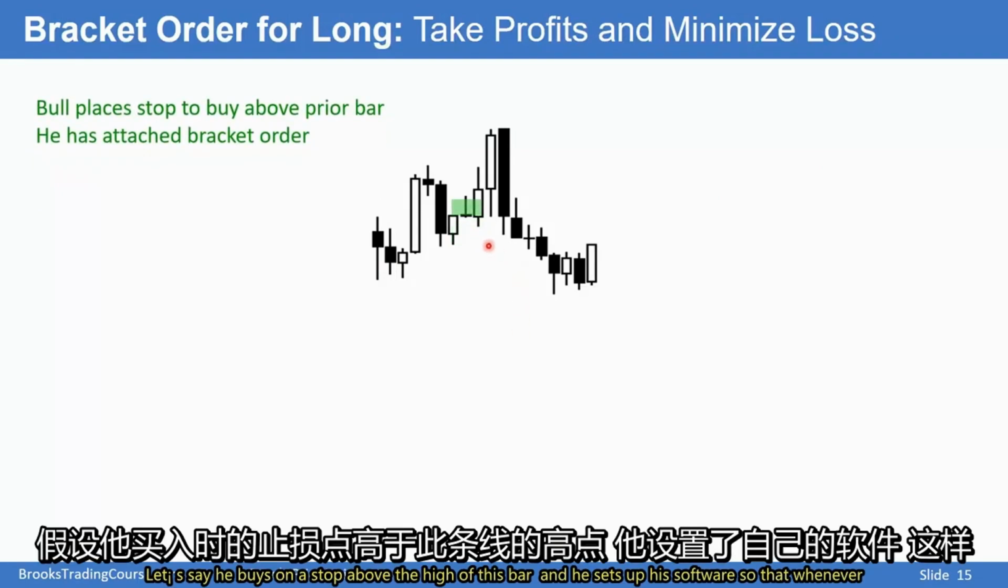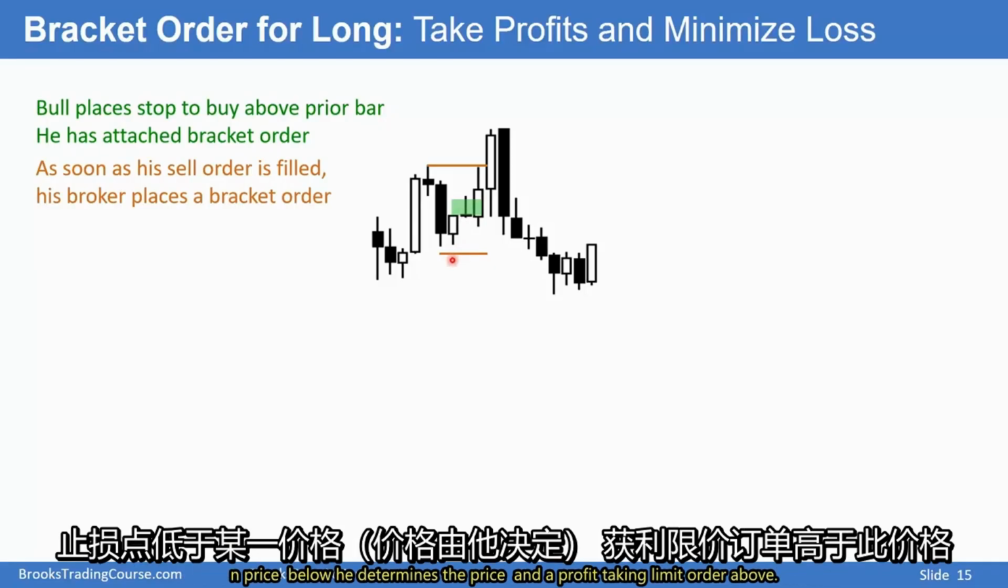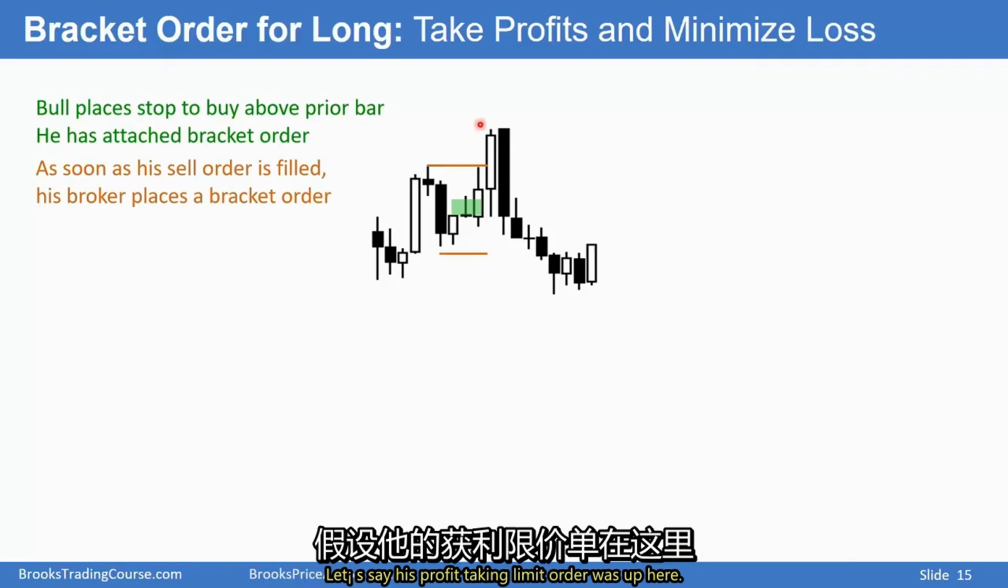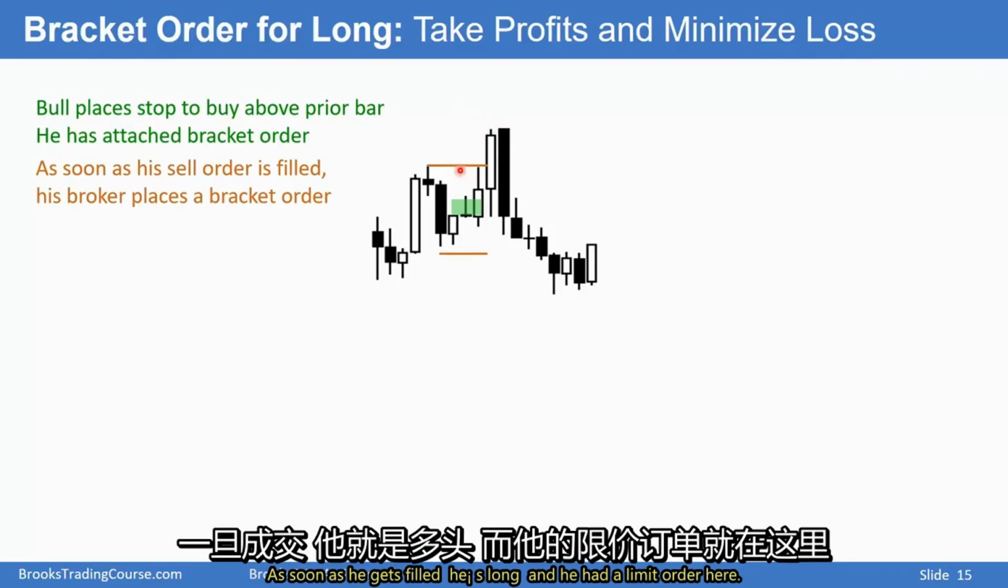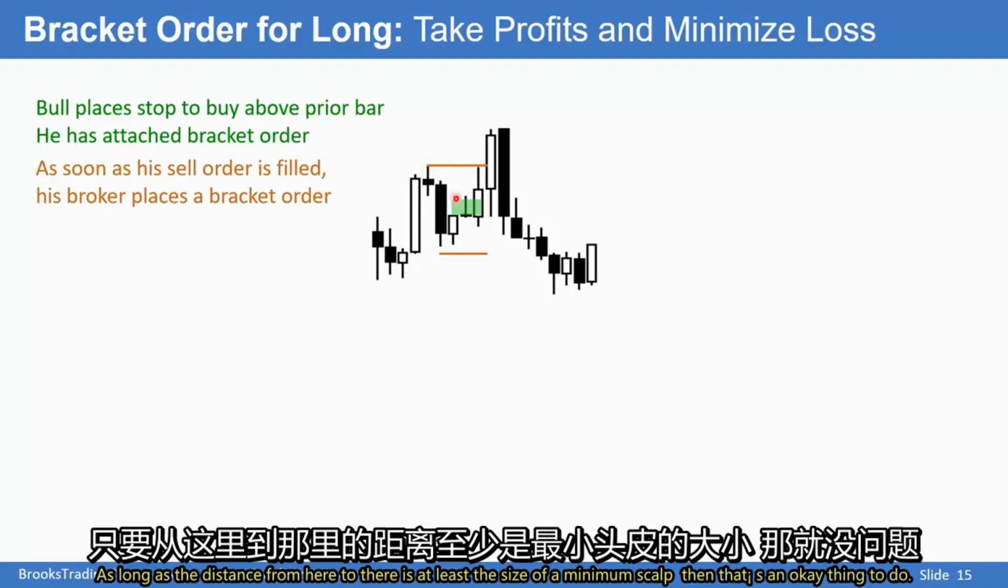Here's an example of a bull. Let's say he buys on a stop above the high of this bar. And he set up his software so that whenever he enters a trade, the market automatically creates a bracket order, with a stop below, a certain price below, he determines the price, and a profit-taking limit order above. Let's say his profit-taking limit order was up here. So as soon as he gets filled, he's long, and he had a limit order here, he can then quickly change the order to here if he thinks the market might not get much above this high. As long as the distance from here to there is at least the size of a minimum scalp, then that's an okay thing to do.